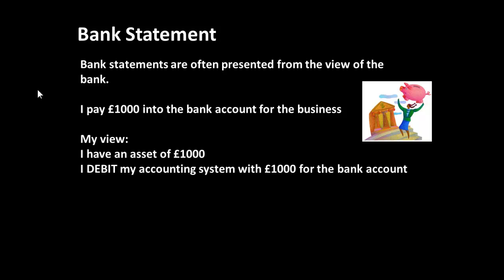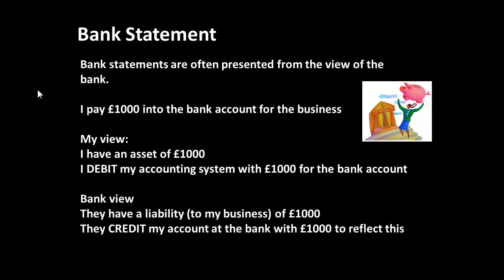Now let's look at the bank statement, the last of the documents. And the main thing to realise straight away is that bank statements are very often presented from the viewpoint of the bank, not from your own viewpoint. So if I pay £1,000 into the bank account for a business, my view is that I've got an asset of £1,000, so I'm going to debit my accounting system with the £1,000 that I have as an asset. The bank's view, of course, is exactly the opposite. They've got a liability. In other words, they owe me, or owe my business, £1,000. So they credit my account at the bank to reflect that £1,000 liability that they have. So it's rather like, if you like, a mirror image.